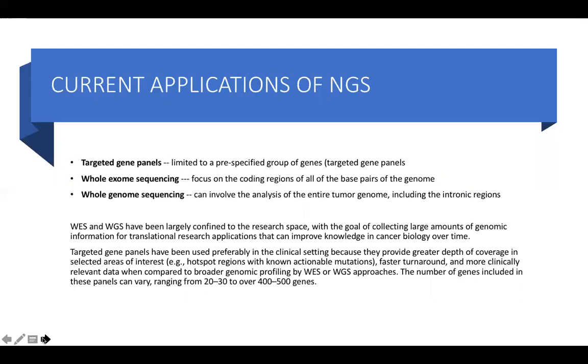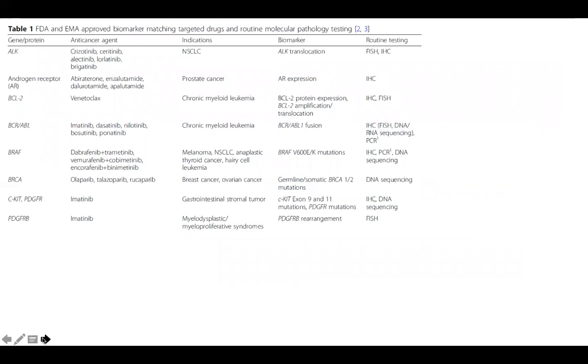The others are whole exome sequencing, which focuses on the coding regions of all the base pairs of the genome, and whole genome sequencing, which can involve the analysis of the entire tumor genome, including the intronic regions. Now, in this table, we'll give some examples of commonly used proteins, the methods to test them, and the targetable drug that is available. We know that ALK can be tested by IHC and FISH, and there are certain targeted drugs that are available. Similarly, BRAF can be tested by IHC, PCR, DNA sequencing, and we have options of dabrafenib, trametinib, vemurafenib, encorafenib.